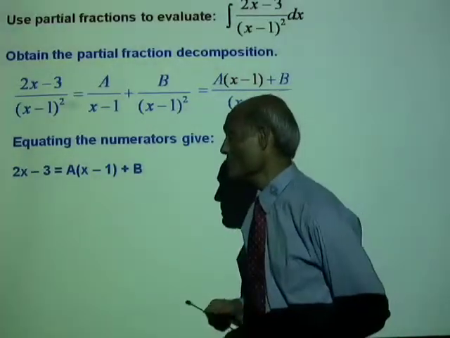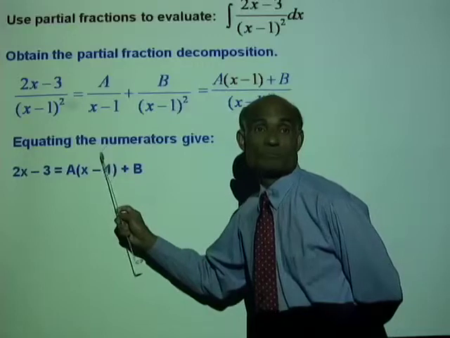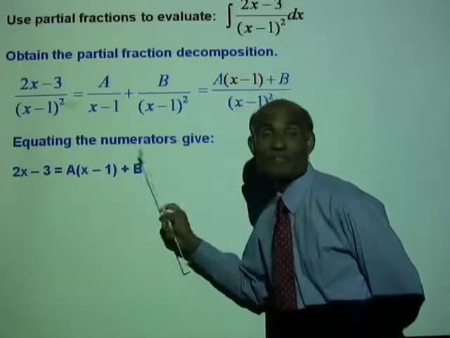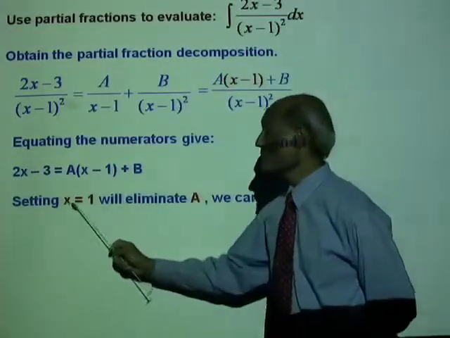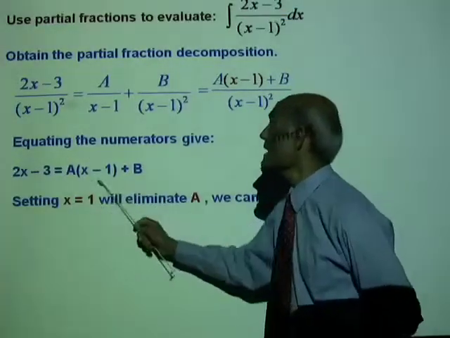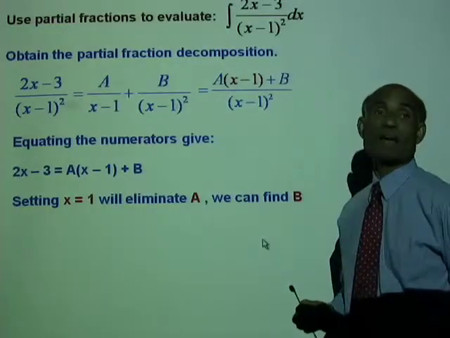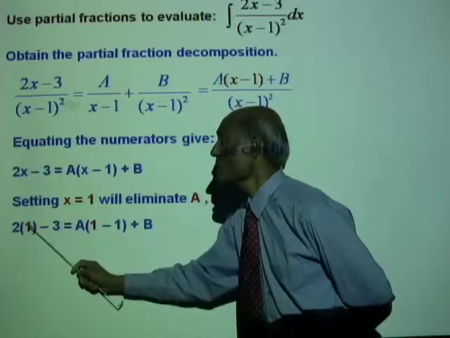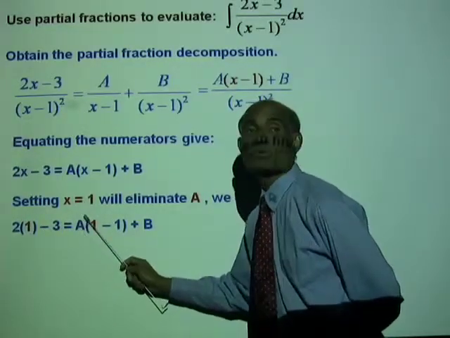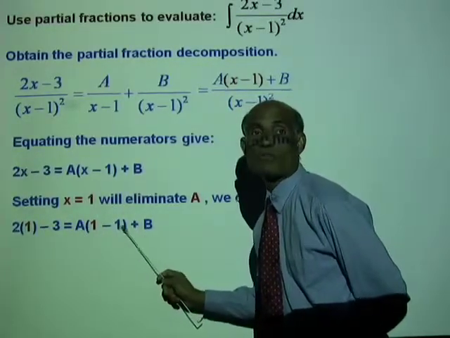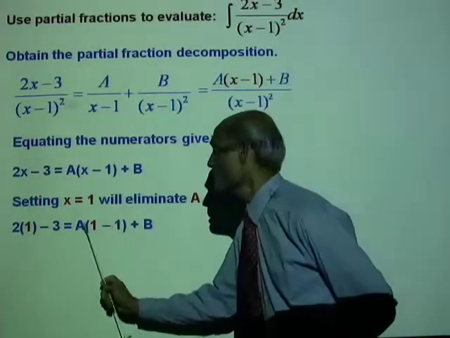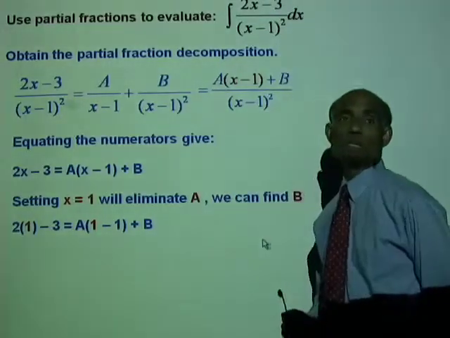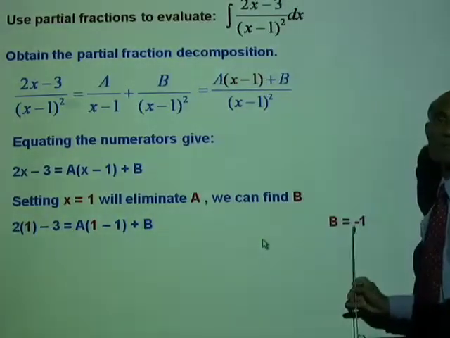Okay, what do we do? Eliminate one of them. If you choose x equal to 1, that term will get eliminated. So x equal to 1 will eliminate a and give you the value of b. So let's do that. Replace x by 1. That will be 2 times 1 minus 3 equal to a times (1 minus 1) plus b. So that goes, and 2 minus 3 is negative 1. We get b equal to negative 1.